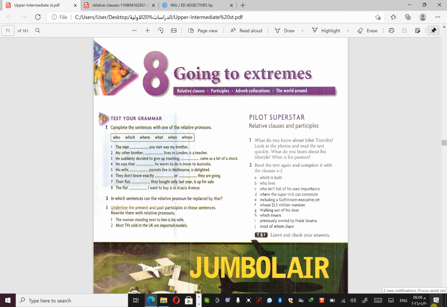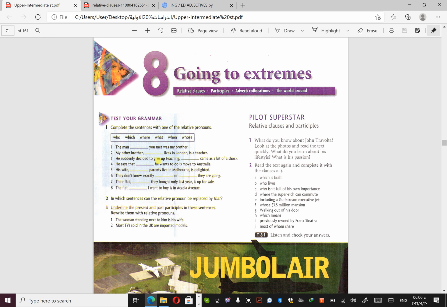Upper intermediate. Actually, we are talking about going to extremes, unit 8. So here, the main topic that this unit talks about is relative clauses. As you see here in "Test your grammar" on the first page of the unit, they give you some words and want you to put them in the blanks to fit the meaning of the sentence.